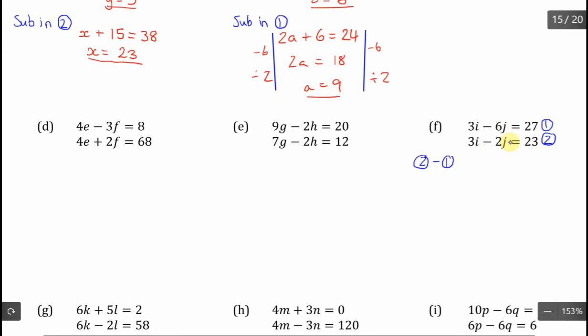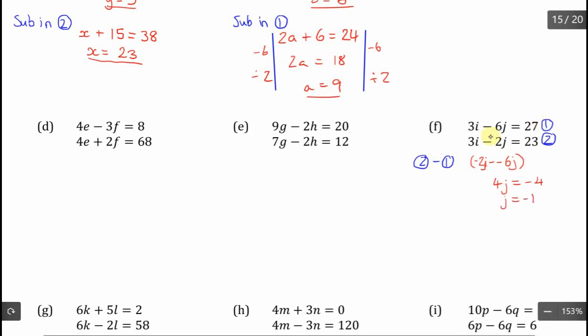Okay, so 3i take away 3i is 0. What's negative 2j take away negative 6j? Just have a little think about what that'll be. So here, this could become a plus. What's negative 2j plus 6j? And that'll be 4j. And 23 minus 27 is minus 4. So j is negative 1.